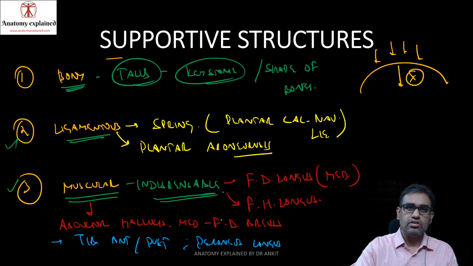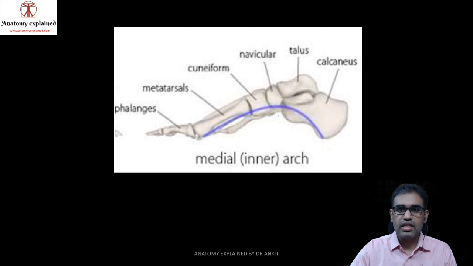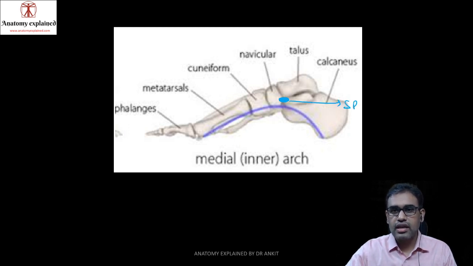So bony structure we saw. Let us see the ligamentous. Ligamentous support, as we said, that this was the talus, that was the calcaneum, navicular. So first ligament was the spring ligament. Location of spring ligament, also known as plantar calcaneonavicular, so it is over here. This ligamentous structure over here, connecting the calcaneum and the navicular from the plantar surface, that location is of the spring ligament. So it is supporting the head of talus.